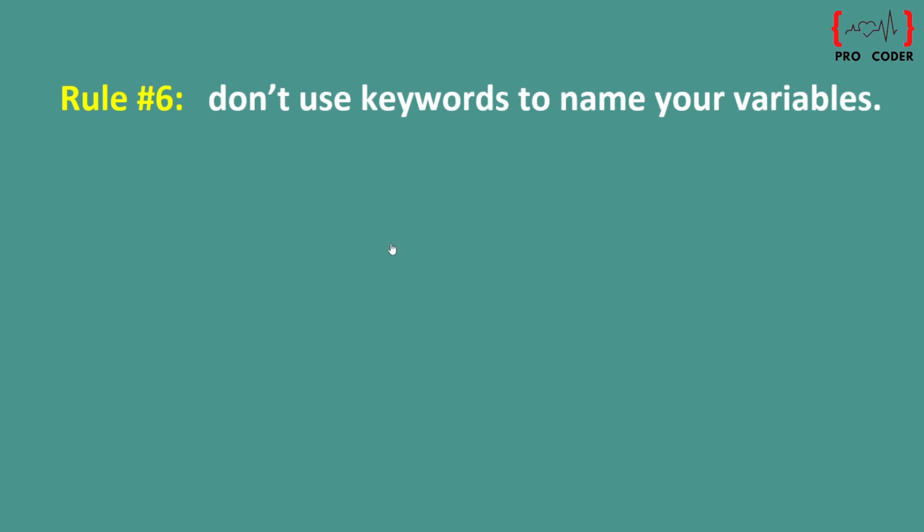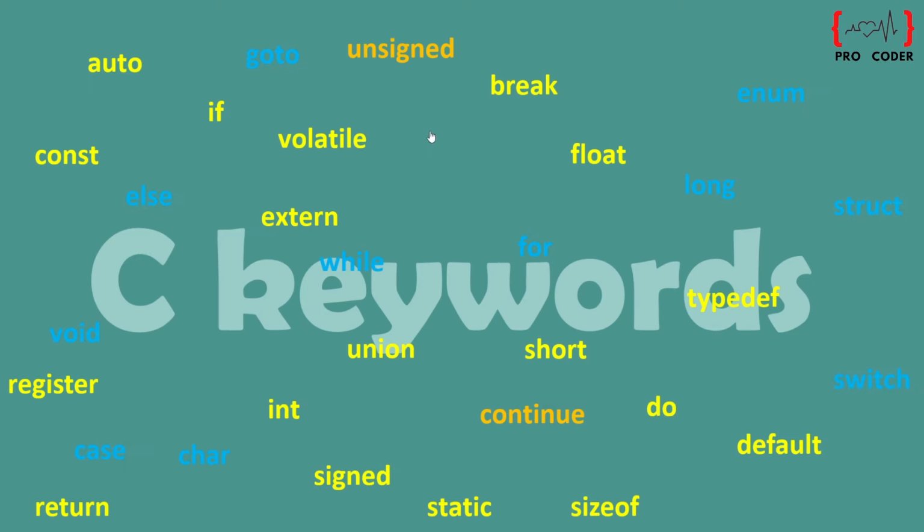Keywords are not allowed. Keywords are reserved words that have a special meaning to the compiler. There are 32 keywords in C, that are auto, if, goto, else, break and so on. If you want to know all the keywords, then you can take a screenshot of this slide. And also we will discuss all keywords in the upcoming lecture.